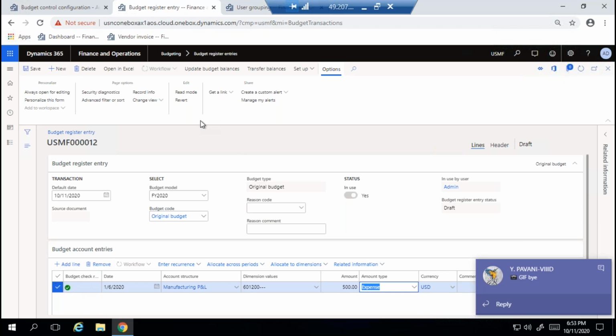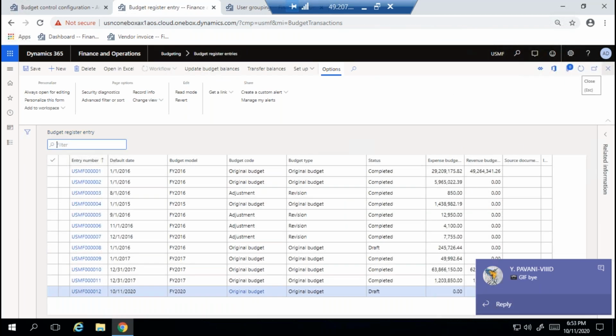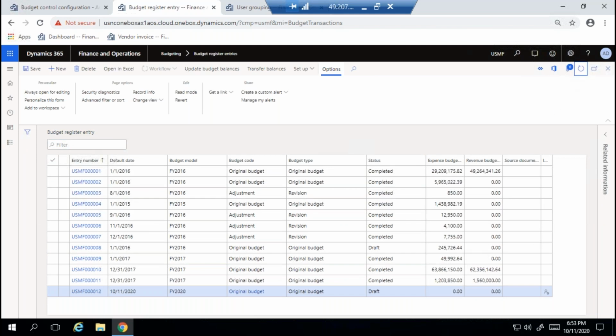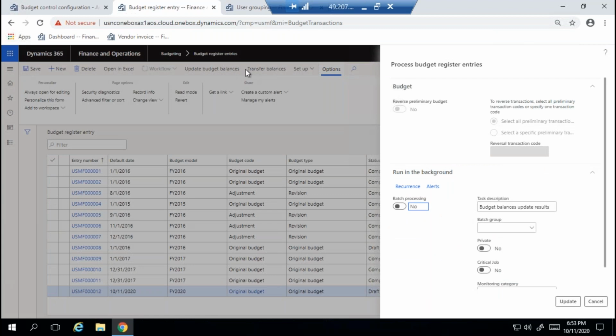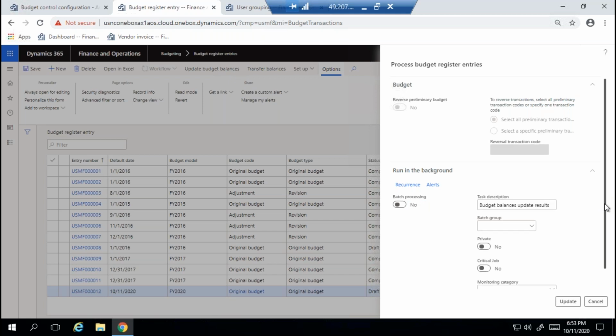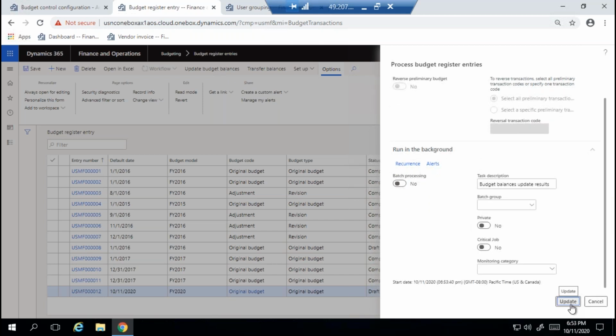Okay. Now, update balances. If you look at this, it is in draft mode. Now I can post by clicking this button, update budget balances. Normally the button is a post button. Here it is update budget balances. This is a post button. Indirectly it is a post button. You are updating.